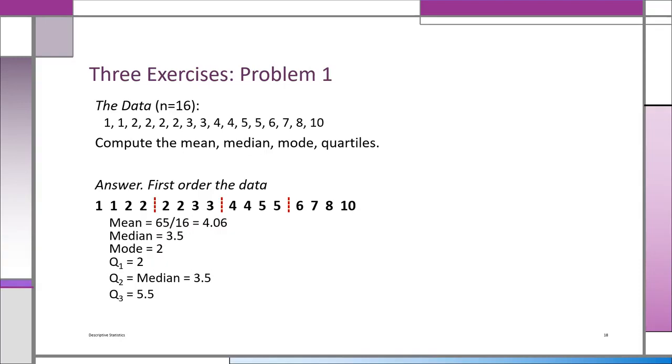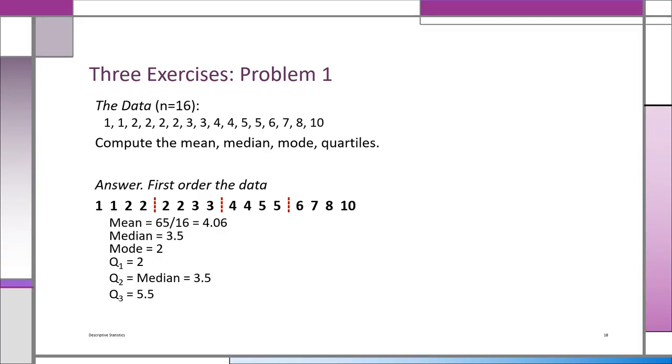The median is the middle value. You have to average the two middles since n is an even number, n is 16. So it's the average of 3 and 4. Notice the little red line there? The median is 3.5. The mode, what showed up the most, the highest frequency, was 2. So the mode is 2.